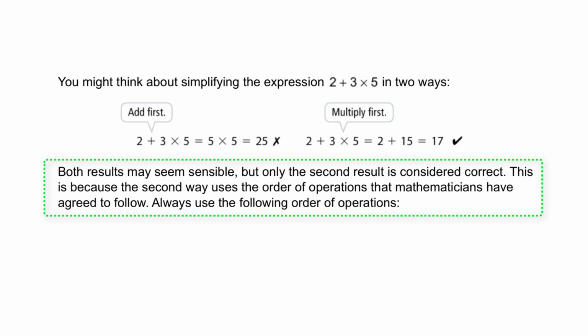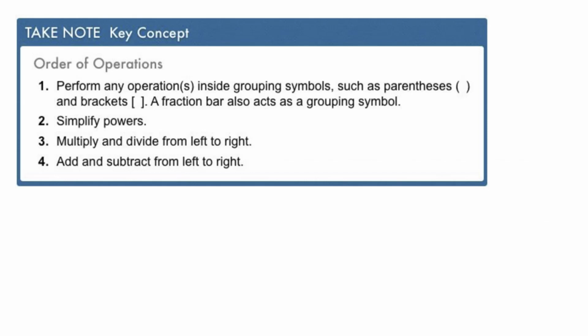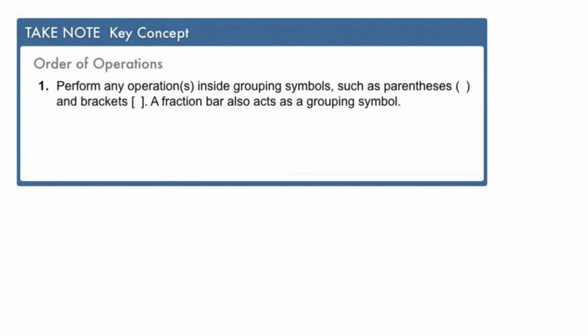Always use the following order of operations. Take note, key concept, order of operations. Step 1, perform any operation or operations inside grouping symbols. Grouping symbols include parentheses and brackets. A fraction bar also acts as a grouping symbol. Step 2, simplify powers. So look for exponents and simplify those powers.